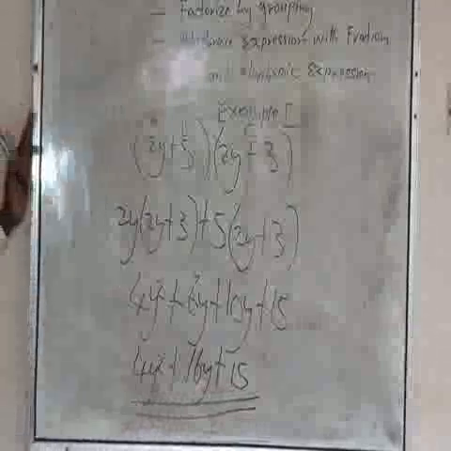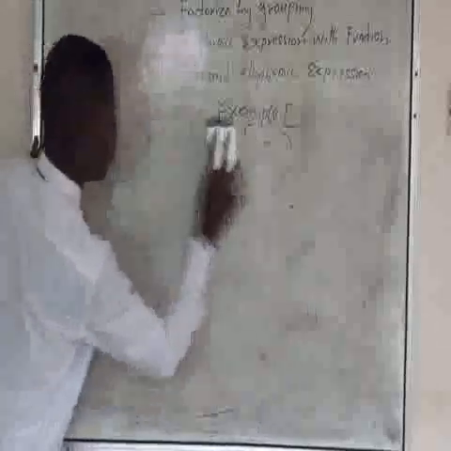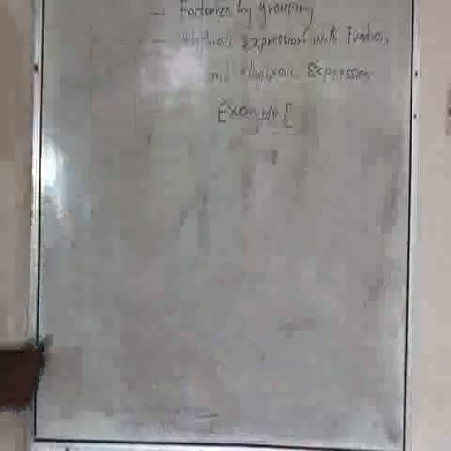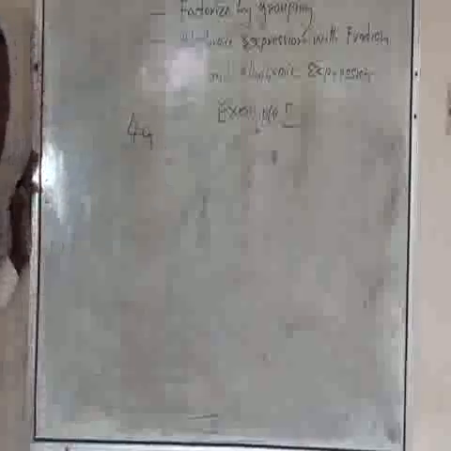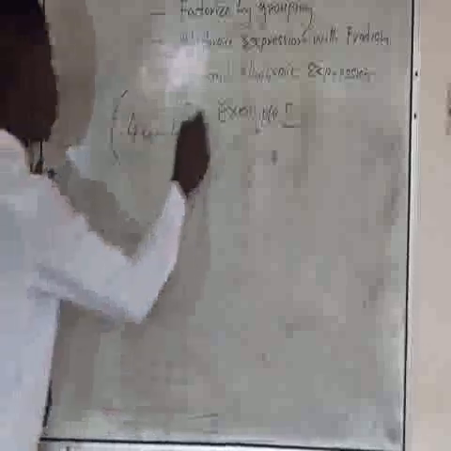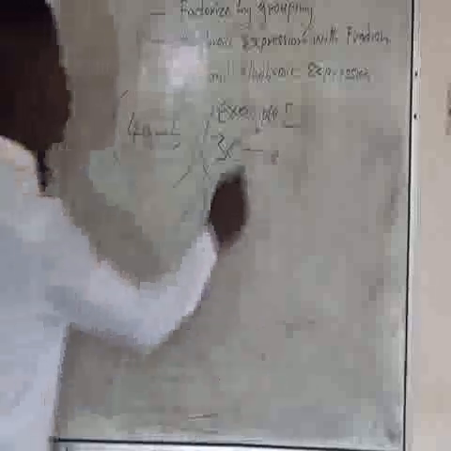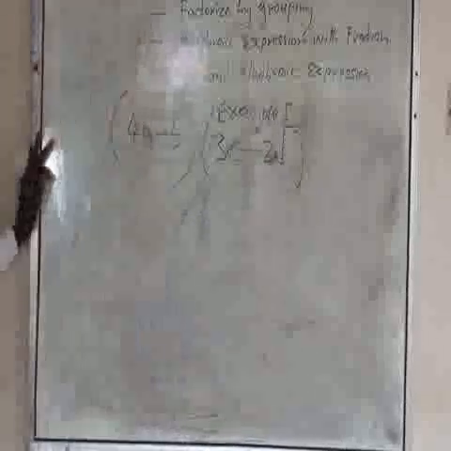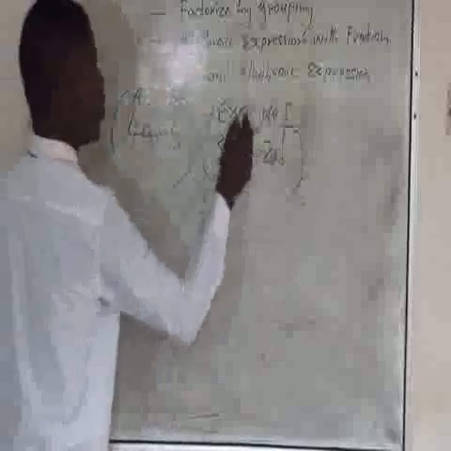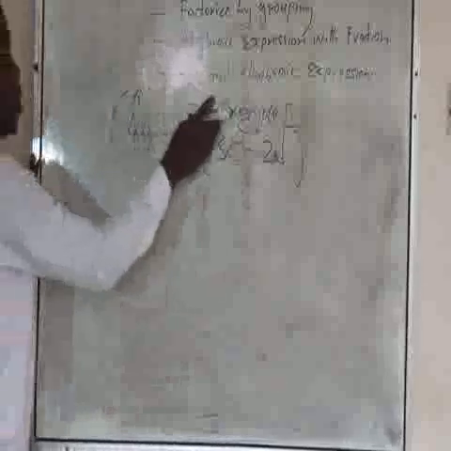Example 2. Please listen, this is very, very important. It's always there in our external exam. (4a minus b), open and close bracket, open another bracket, (3c minus 2d), open and close another bracket. Then call here group A, call here B, and call this group C. Use A to multiply C, use B to multiply C also.